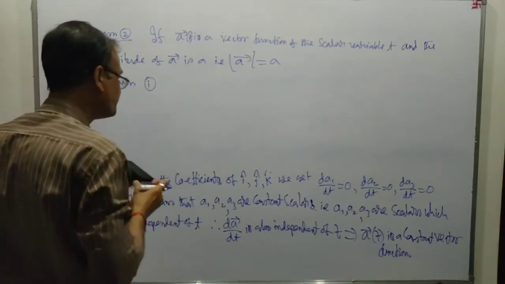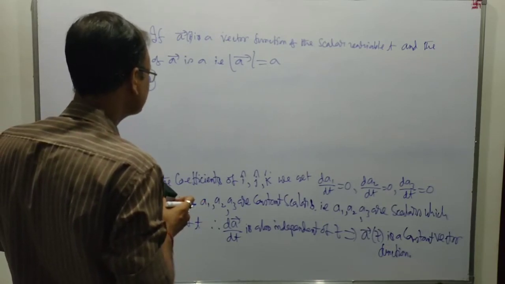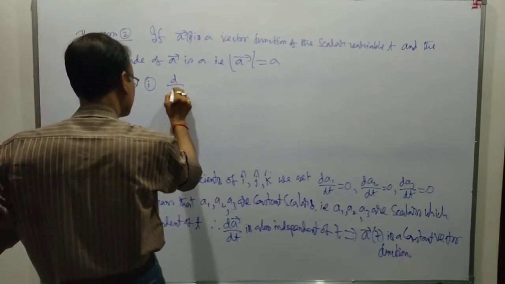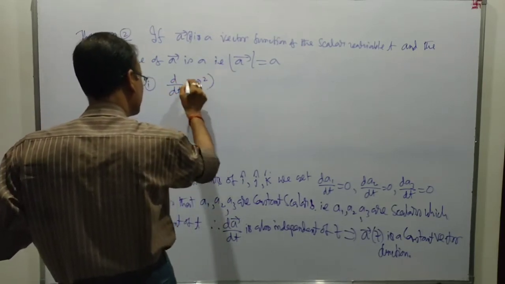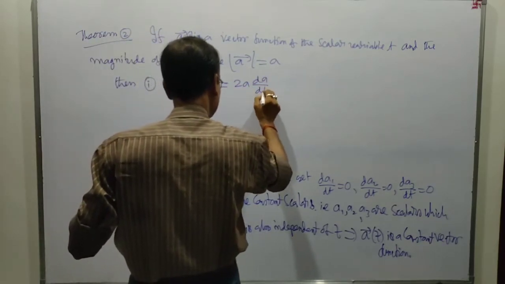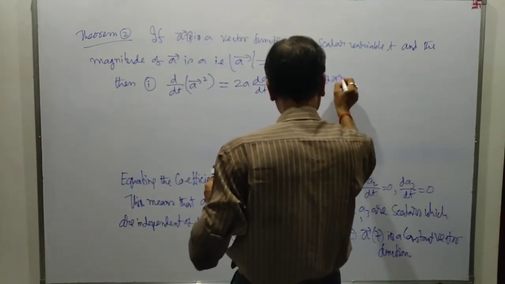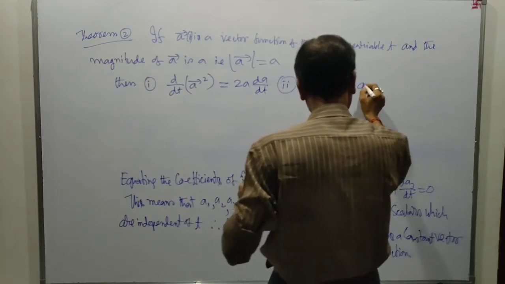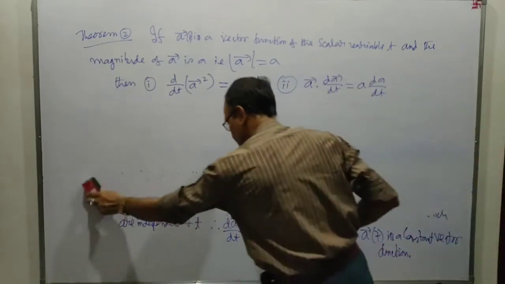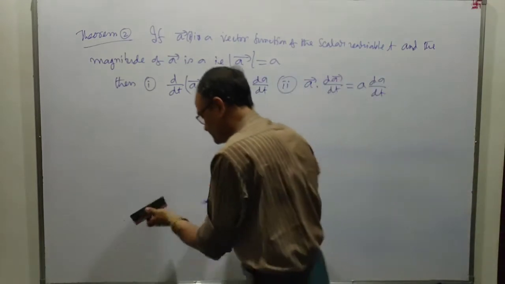Number 1, d dt of A vector square should be equal to twice a dA dt. And number 2, A vector dot dA vector by dt is equal to a dA by dt. That's very simple.